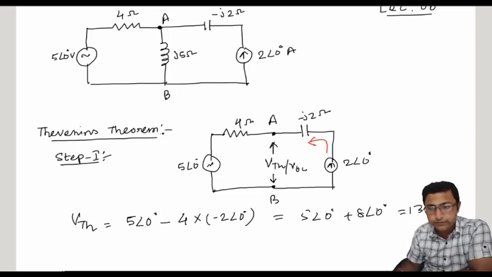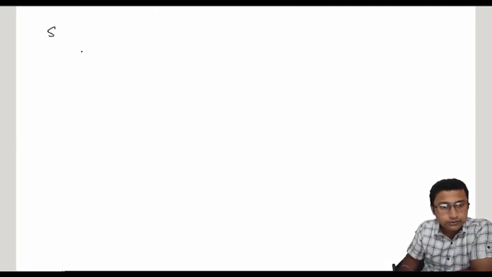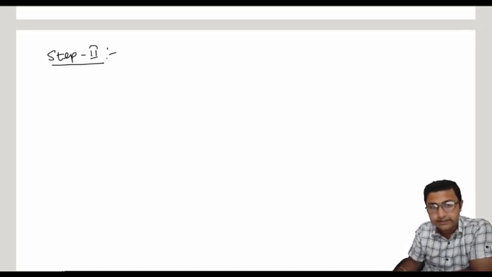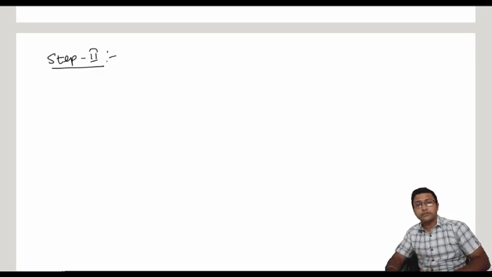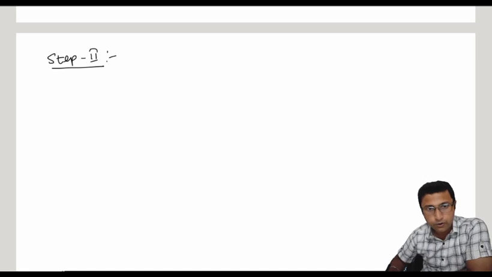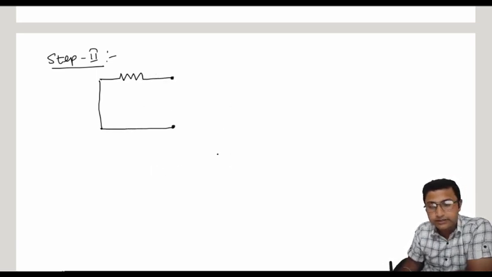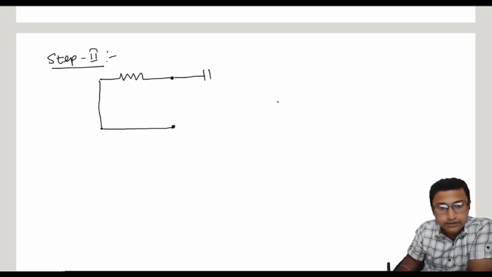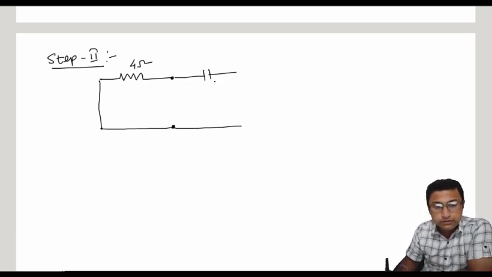Okay, step 2 is to find the Thevenin equivalent impedance, that is ZTH. To find the ZTH, all the voltage sources are replaced by a short circuit and the current source is replaced by an open circuit. Now if I redraw the figure, the supply voltage side is replaced by the short circuit. Here is the resistance, here is the load impedance, here is one capacitance, and this side is open circuited. So this is the 4 ohm.